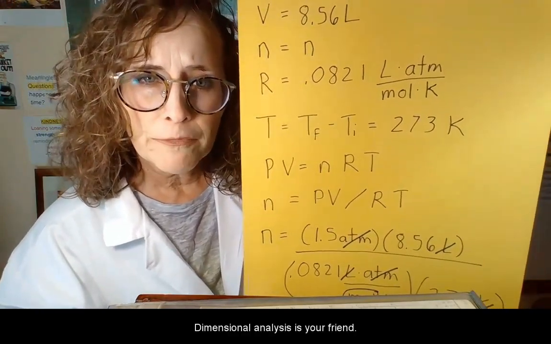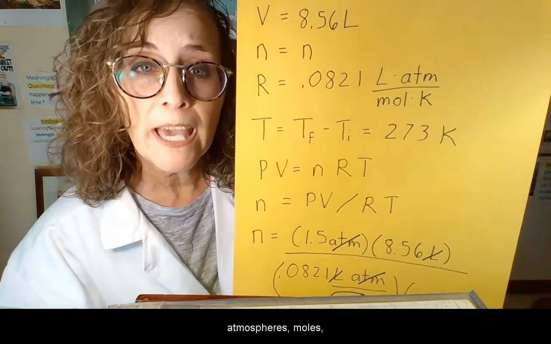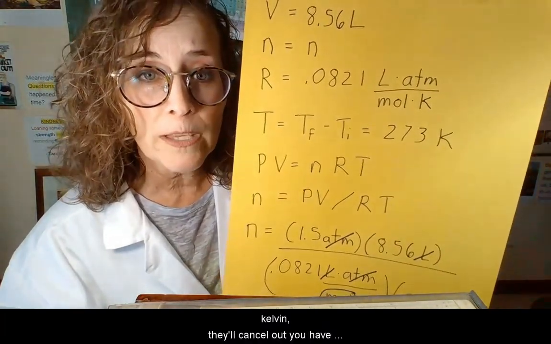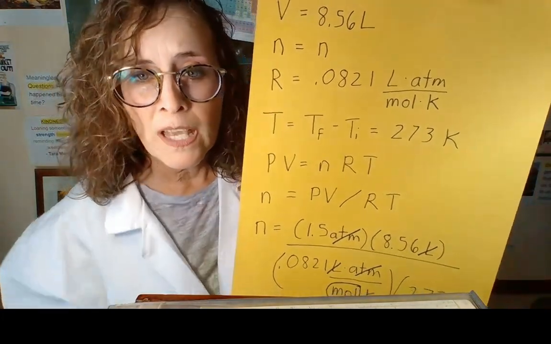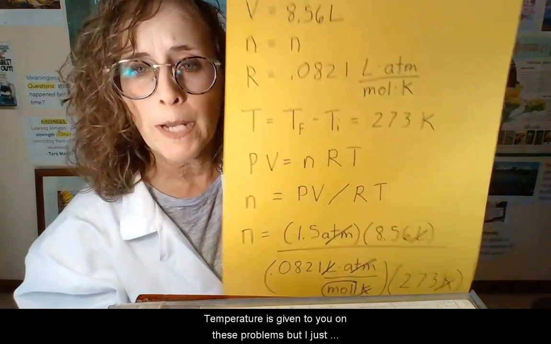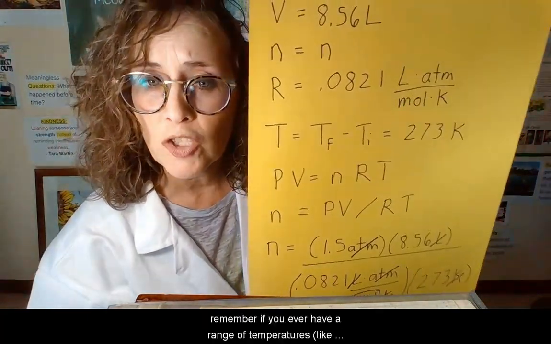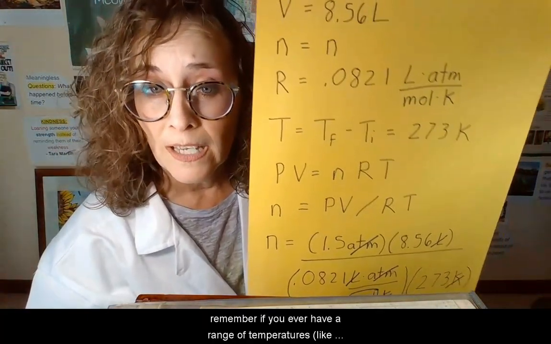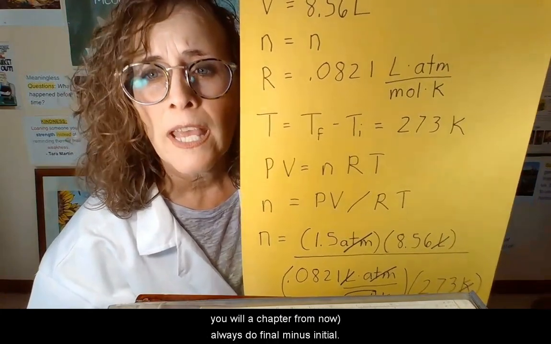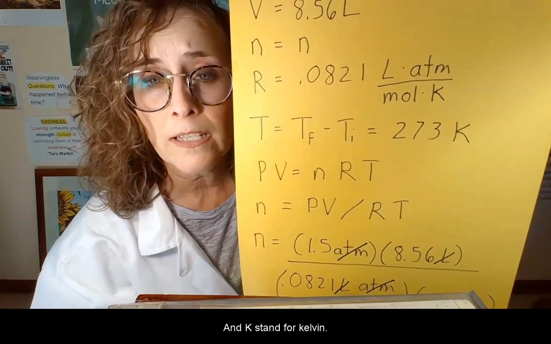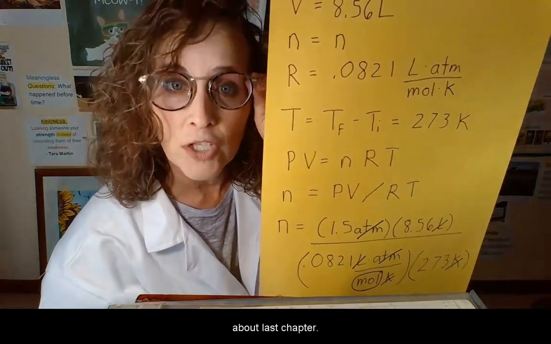Dimensional analysis is your friend. If you keep your dimensions, liters, atmospheres, moles, Kelvin, they'll cancel out when you have the problem set up right, and that's a clue you did it right. Temperature is given to you on these problems, but I just wrote T_F minus T_I because you want to remember if you ever have a range of temperatures like you will a chapter from now, always do final minus initial. And K stands for Kelvin, which is based on that kinetic energy of molecules you learned about last chapter.